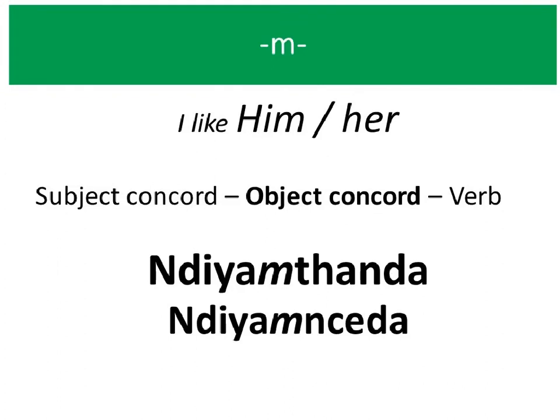More obscure is the object concord for him or her. So I like him, her is represented by the infix that single syllable. So for example, again, thanda being like, if I want to say I like him or her, ndiyathanda would mean I like, ndiyamthanda would mean I like him or I like her. Or if I say I help him or I'm helping him or her, ndiyamnceda, and that is pronounced as a separate syllable.